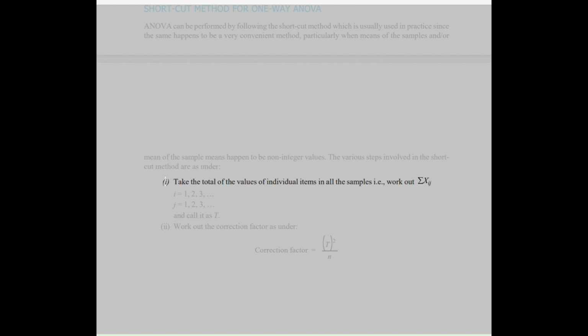1. Take the total of the values of individual items in all the samples, i.e., work out the sum of Xij, where i is equal to 1, 2, 3 and j is equal to 1, 2, 3, and call it T. 2. Work out the correction factor as under. Correction factor is equal to T squared divided by n times j.